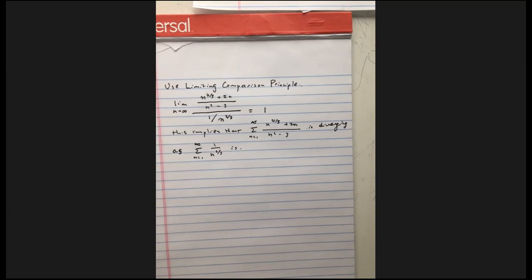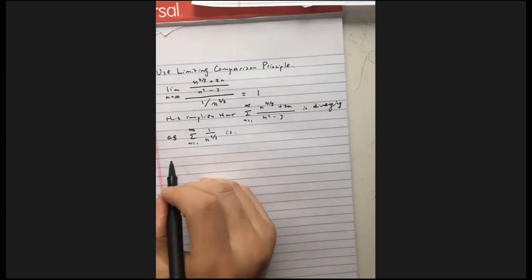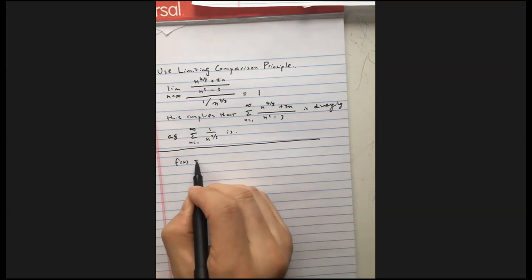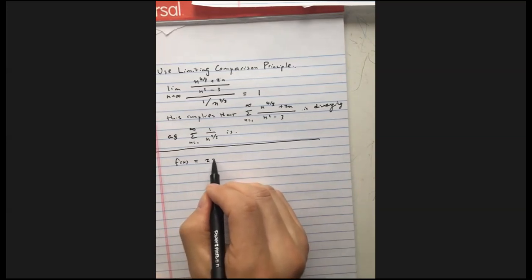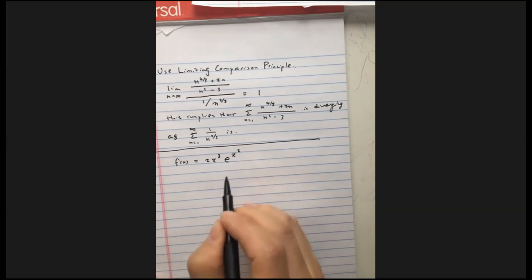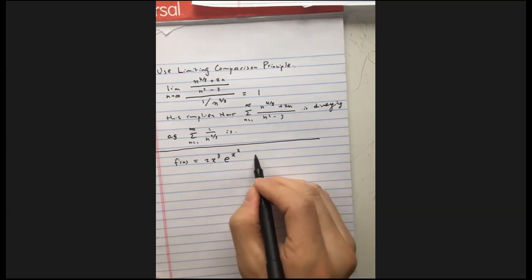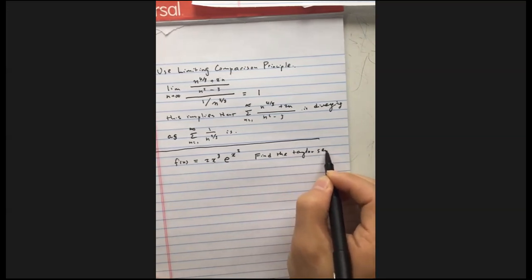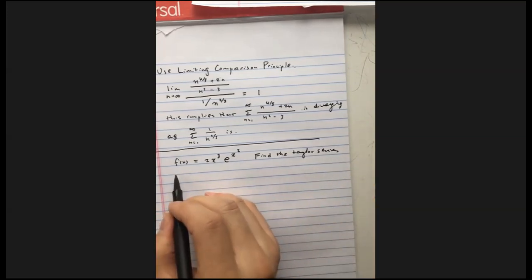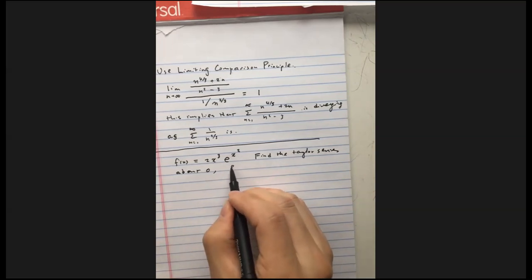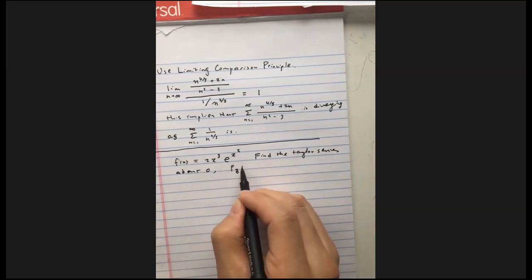So the next question we are going to work on is the following one: find, if f(x) equals 2 times x cubed times e to the x squared, the Taylor series about 0. And also we want to find the P8 of x.